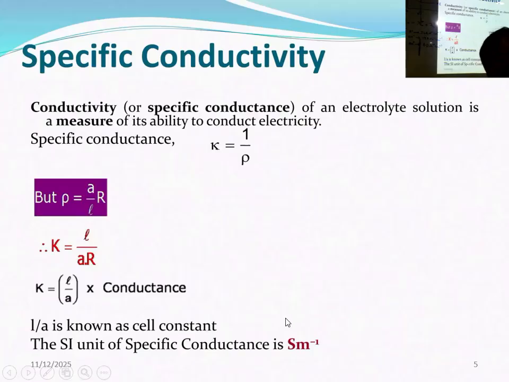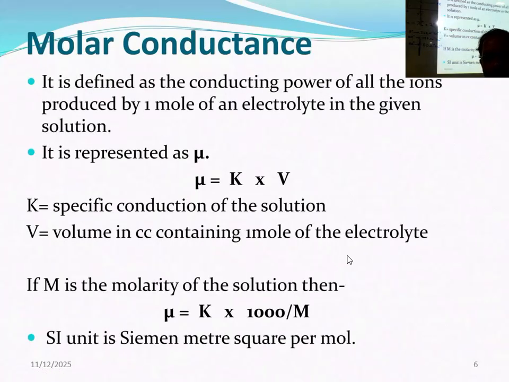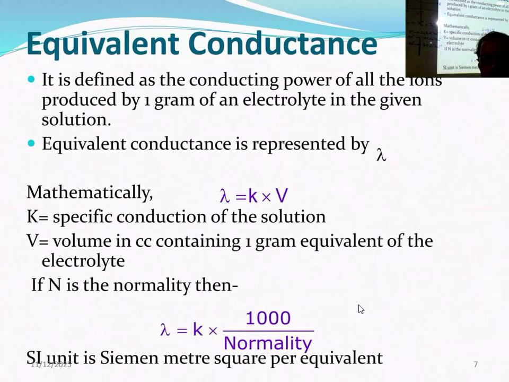The SI unit for the specific conductance is S m inverse, where the unit is called Siemens. Molar conductance, this also I have discussed already. Lambda m I have used as the symbol. Lambda m equal to kappa into 1000 by capital M, that is molar conductance. Equivalent conductance, lambda equal to kappa into 1000 by normality, and that was molarity. This one is normality. Now we can compare lambda m by lambda eq. From these two equations, you will get molarity by normality.